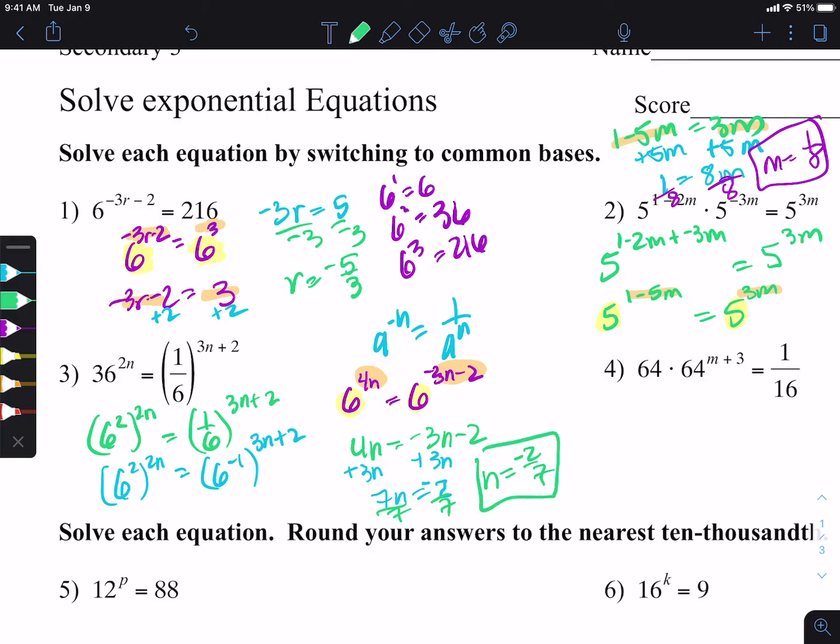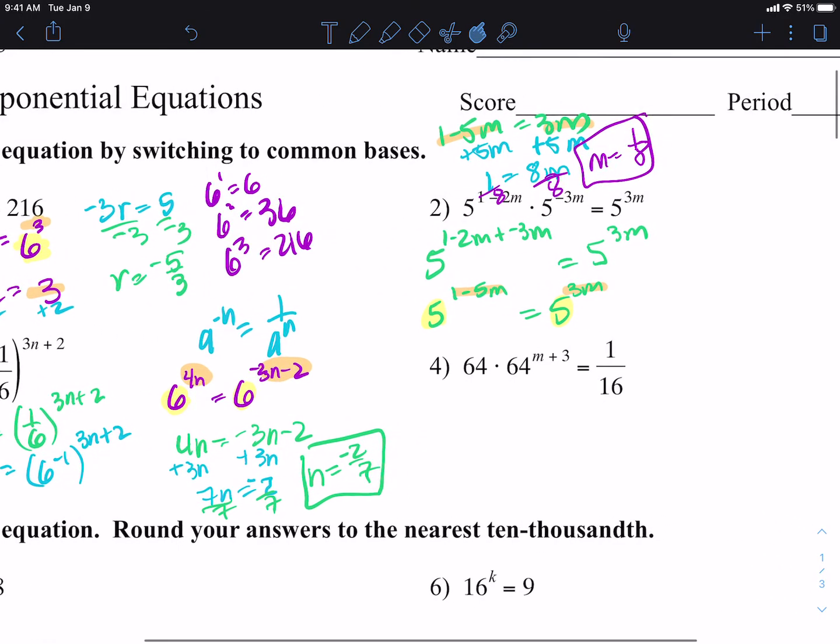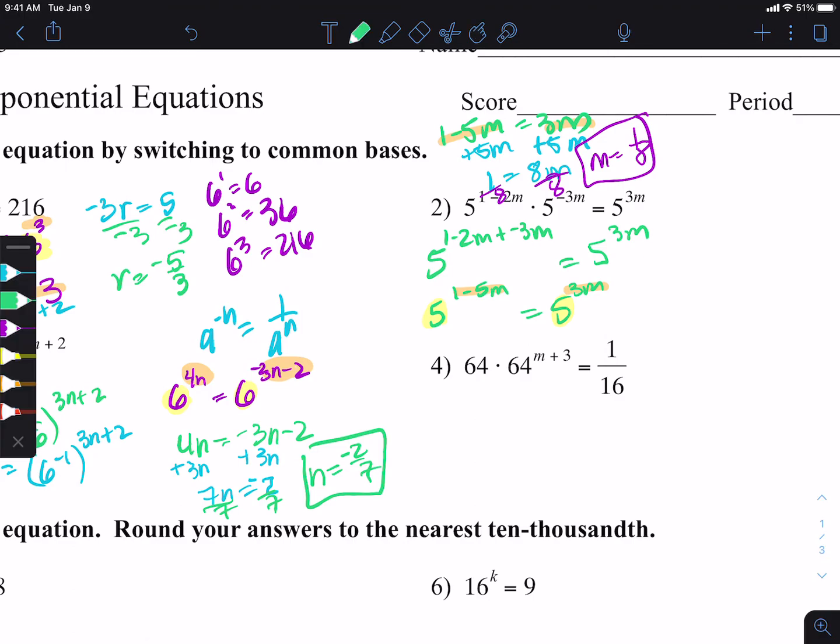Okay. If we look at this next example, notice here that we've got a 64 and a 16. If we look at our powers of 16, first is 16, and then 16 squared is 256, which is obviously not 64. So we have to think about a smaller number that maybe both of these could have as a base with an exponent.